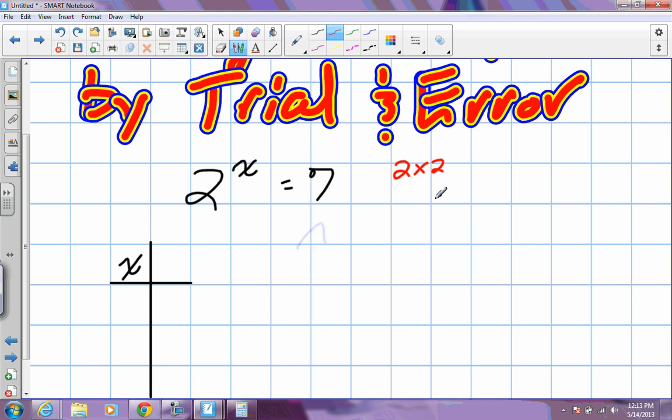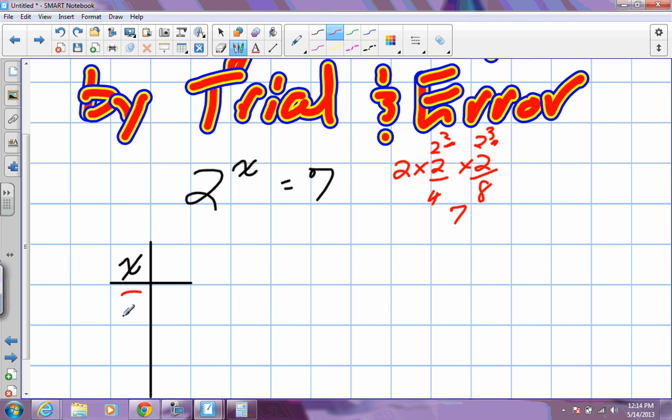2 by 2 will give us 4. 2 by 2 again will give us 8. So 7 falls in between there. So we know that 2 to the power of 2 gives us a number lower, and 2 to the power of 3 gives us a number higher. So we're going to have to use some trial and error. We're going to have to use a number between 2 and 3.